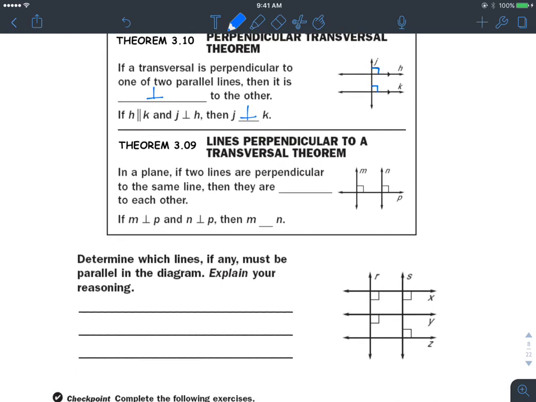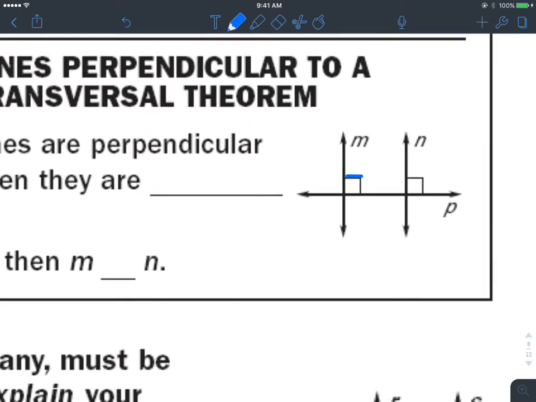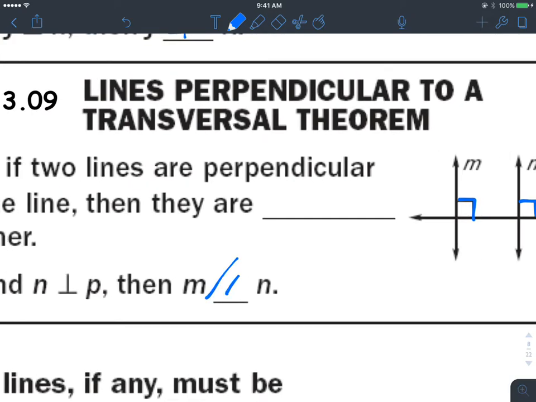All right, same thing, kind of different here. If in a plane, and here's the key thing, it's got to be in a plane. So if in a single plane, two lines are perpendicular to the same line, then they are blank to each other. So here you have these two lines. P is perpendicular to M, and P is also perpendicular to N. So therefore, M and N are going to be parallel to each other.